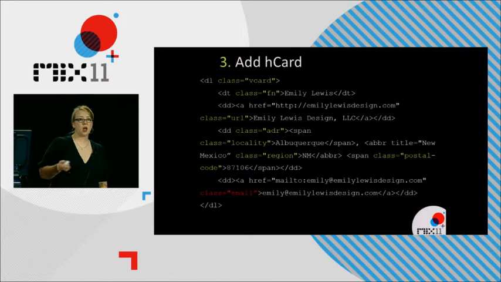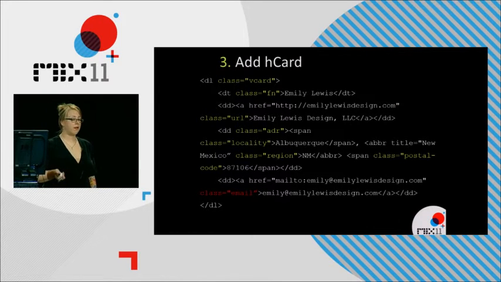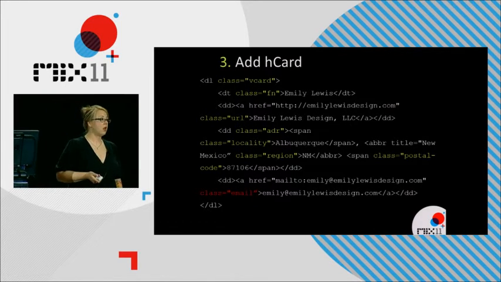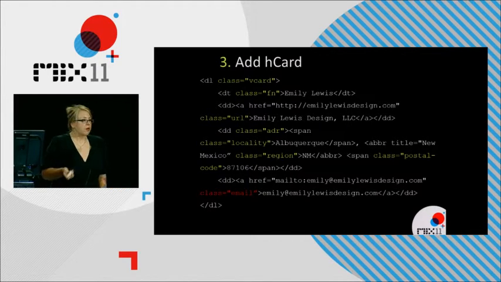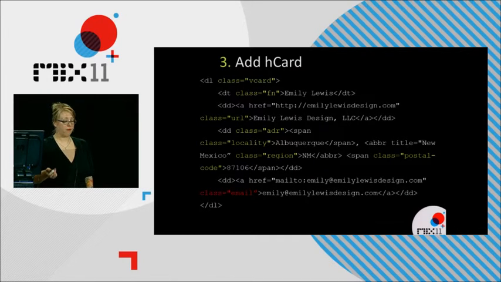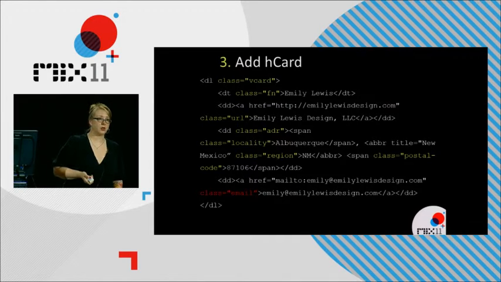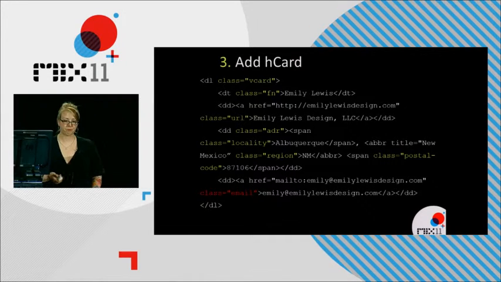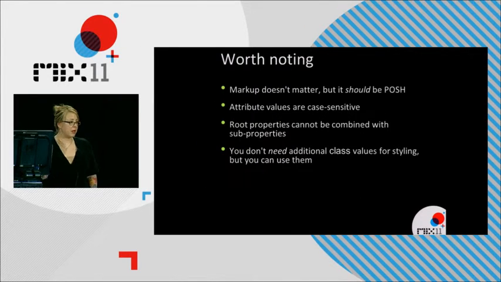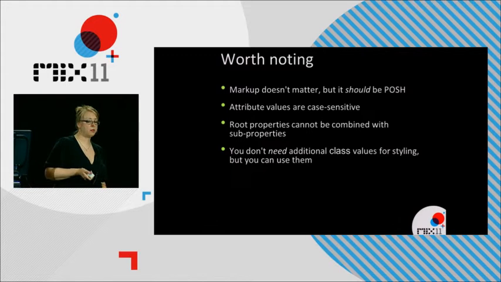These are only some of the attributes and values that are available in hCard. You can have photo, birthday, job title. The list is pretty extensive. Use what you have content for. If you don't have phone numbers listed, you're not going to use those microformat properties. As I mentioned, your markup doesn't matter. Just make sure it's POSH.